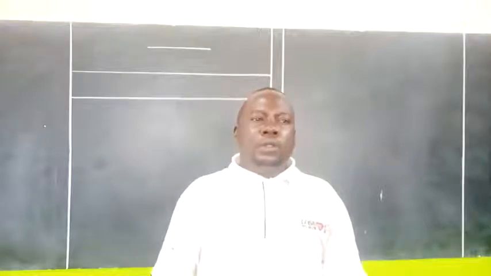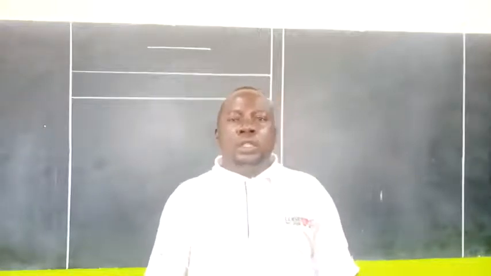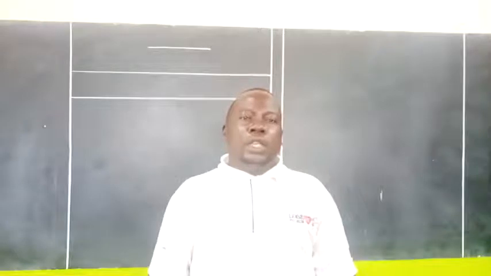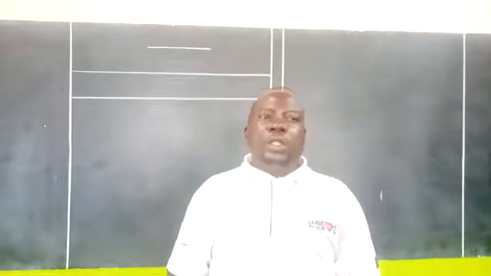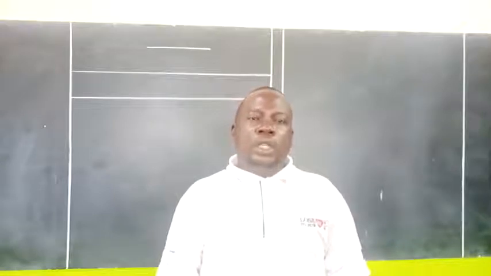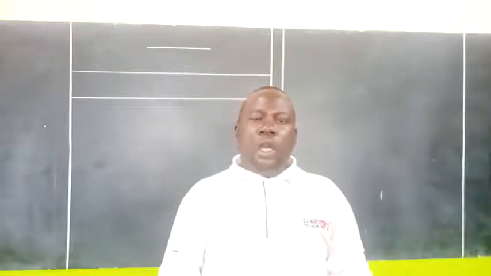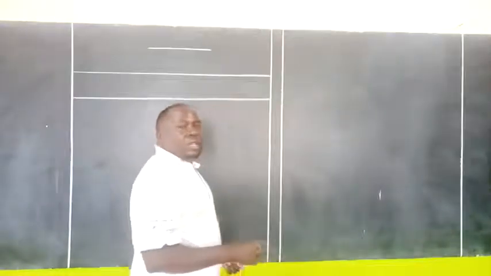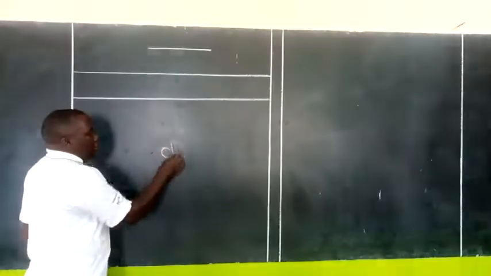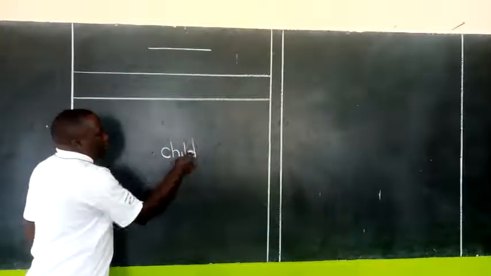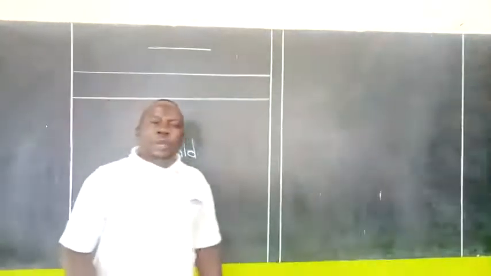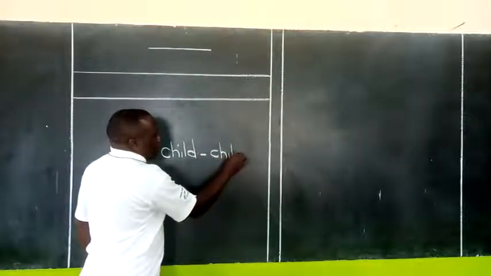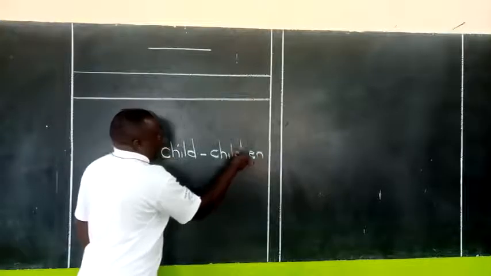Last time we looked at plurals of irregular nouns, and I said that irregular nouns are nouns that change completely in their plural forms, and we gave examples of irregular nouns. One of the examples was child, and we say that when they are many, they are called children, not childs, but children.